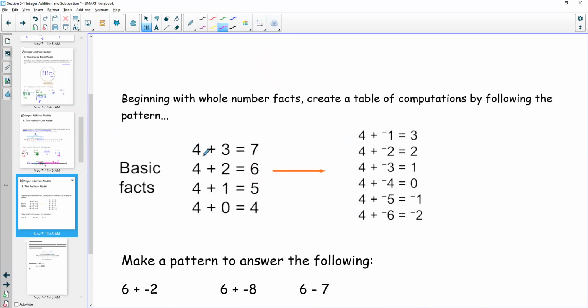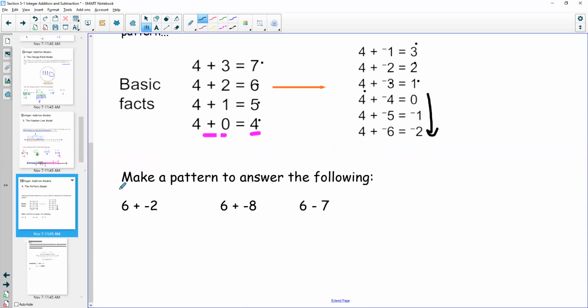So I know 4 plus 3 is 7. I know 4 plus 2 is 6. I know 4 plus 1 is 5. I know 4 plus nothing is 4. That means if I'm watching 7, 6, 5, 4, 4 plus -1 is 3. 4 plus -2 is 2. 4 plus -3 is 1. And we work our way down by using the pattern, okay?